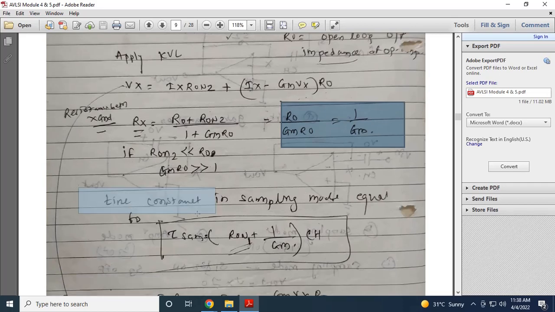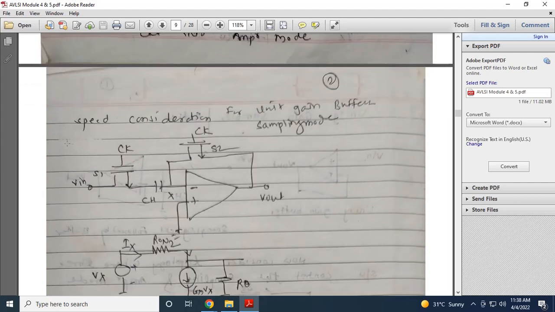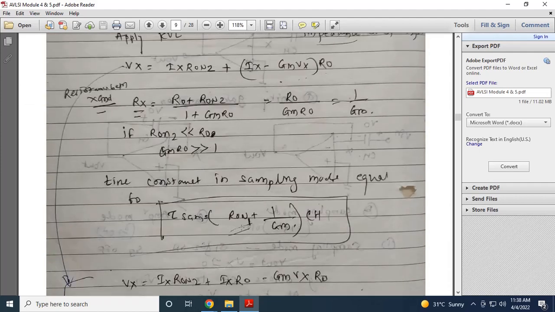So the time constant in sampling mode is equal to the on resistance of S1 plus the equivalent resistance at node X. So the sampling time is given by the on resistance of switch 1 plus the equivalent resistance at node X, that is 1 upon Gm, multiplied by CH. So the total resistance is Ron1 plus 1 upon Gm.